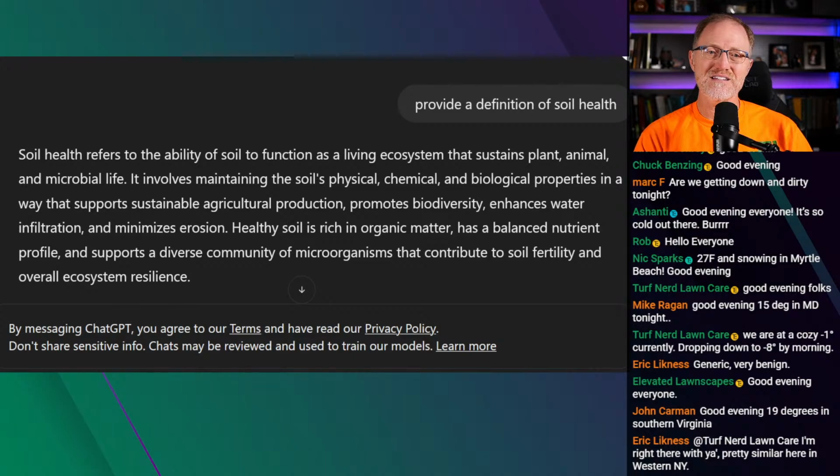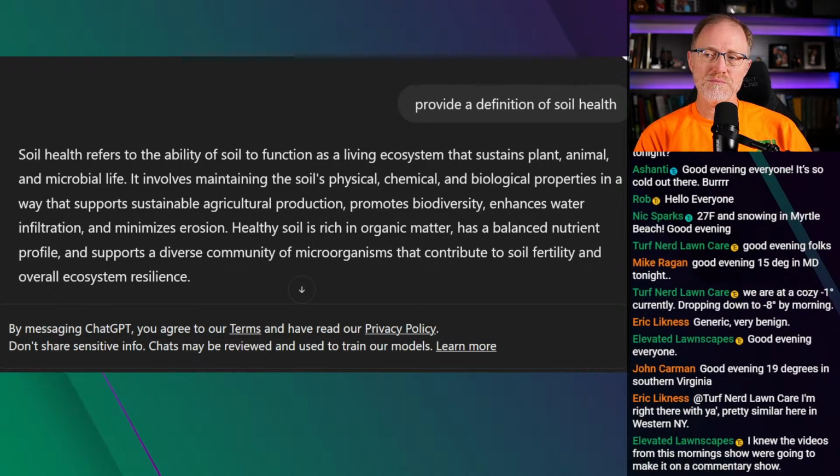So you talk about microbial life, it's part of it, but what I care about mostly is what it says here: sustains plant and animal life. I don't really know what the word sustain means in this context, but I'm in agreement with plant and animal life. It involves maintaining the soil's physical, chemical, and biological properties in a way that supports sustainable agricultural production. I don't know what that term means. I know what agricultural production means, but I don't know what sustainable agricultural production means. Sustainable in what regard? You just keep farming the same land over and over and over again? Is that sustainable?